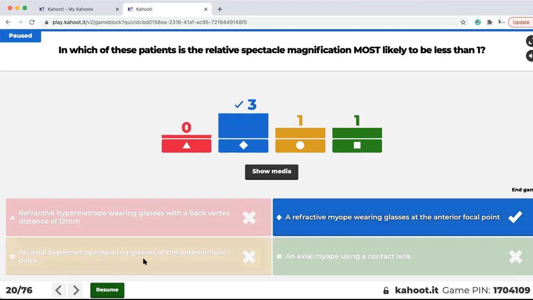An axial hypermetropia wearing glasses at the anterior focal plane will have a relative spectacle magnification of 1. Axial myopia using a contact lens will have less magnification than with spectacles, so it can be slightly less than 1, but the refractive myopia wearing glasses at the anterior focal point will be far below 1. So I hope that this is clear now. If you have any questions, please let me know.